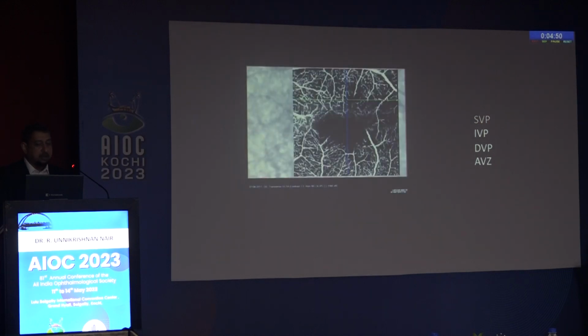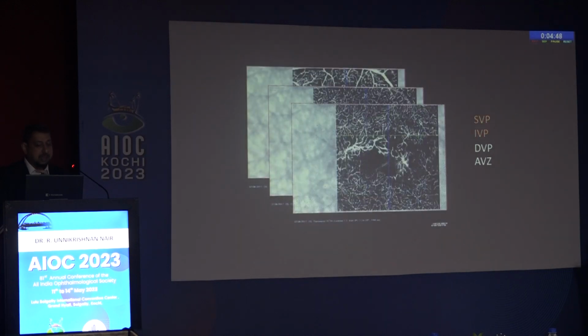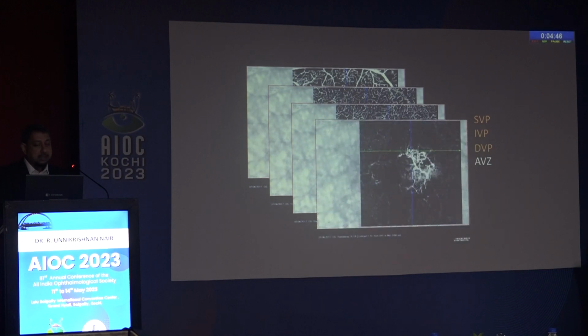The superficial, the intermediate plexus, there's dragging changes. But in the avascular zone where you're not supposed to see anything, you see a vascular lesion, which is a CNVM. And this is how you differentiate non-proliferative from proliferative MACTEL.